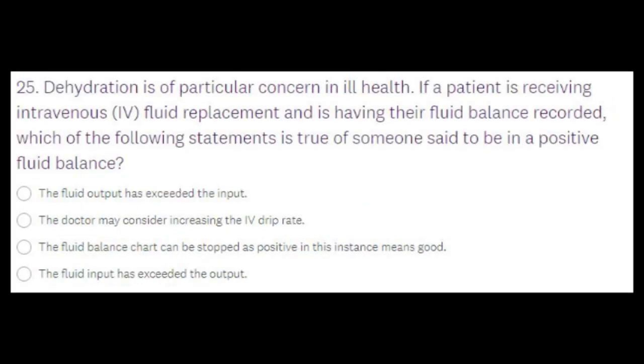Question number 25. Dehydration is of particular concern in ill health. If a patient is receiving IV fluid replacement and is having their fluid balance recorded, which of the following statements is true of someone said to be in a positive fluid balance? Options are: Option A, the fluid output has exceeded the input. Option B, the doctor may consider increasing the IV drip rate. Option C, the fluid balance chart can be stopped as positive in this instance means good. Option D, the fluid input has exceeded the output. Fourth option is the right answer, that is, the fluid input has exceeded the output.